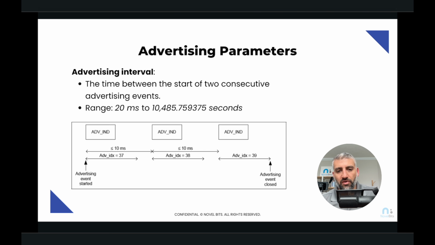Now, if we look at the different parameters, we talked about sending a packet on each of the advertising channels. How does that actually happen? We go back to a parameter called the advertising interval, which defines the time between the start of two consecutive what's called advertising events. So for example, we say that we advertise at a 100 millisecond advertising interval. That means that within that 100 milliseconds, we will have the following happen.